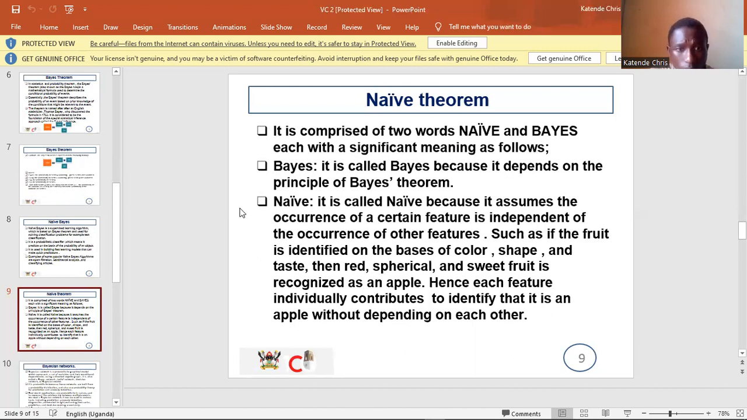It's called Bayes because it depends on the principle of the Bayes theorem. Then it is called naive because it assumes the occurrence of a certain feature is independent of the occurrence of other features.